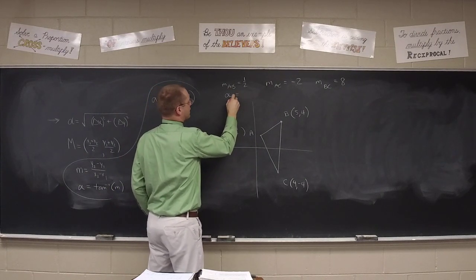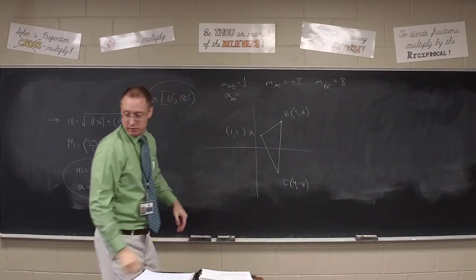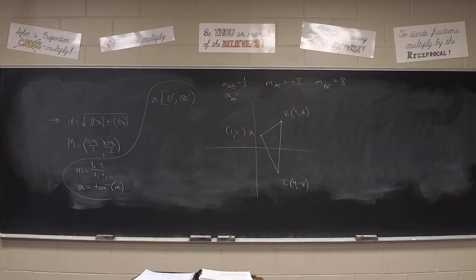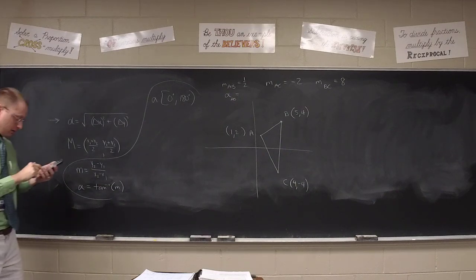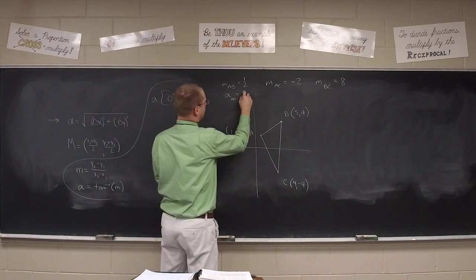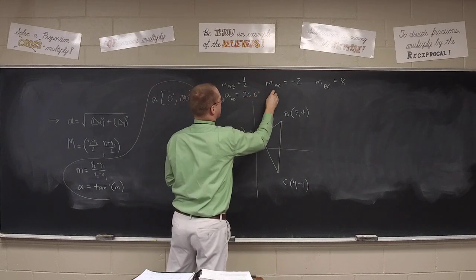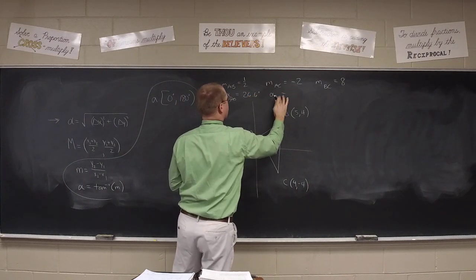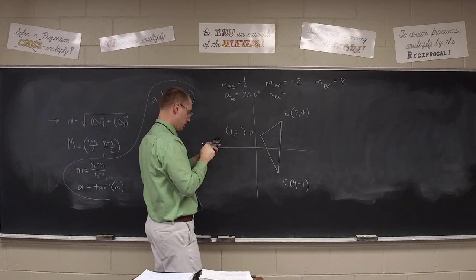angle of inclination. So for AB, let me get my calculator. What did you get for the angle of inclination? 26.6. 26.6? All right. And then for the angle of inclination of AC? 82.9 degrees.